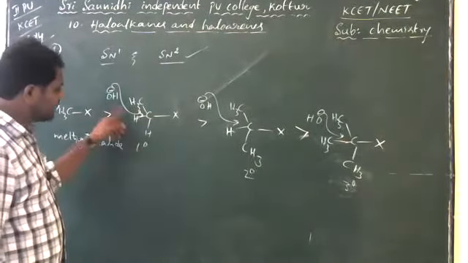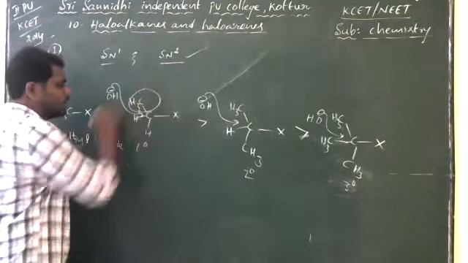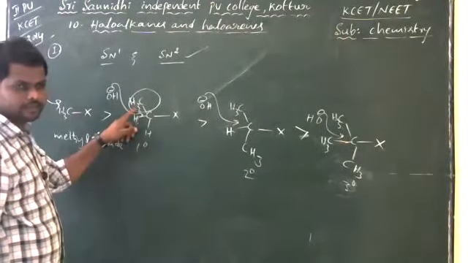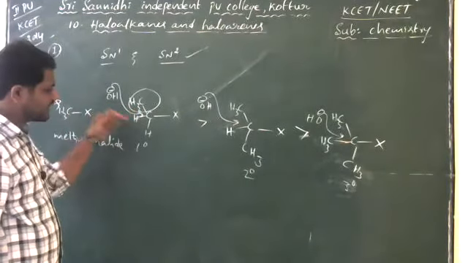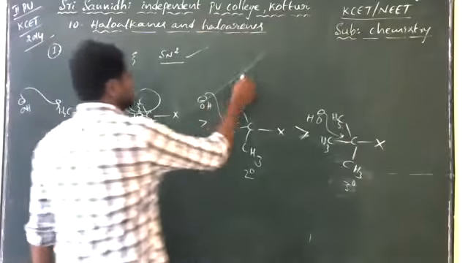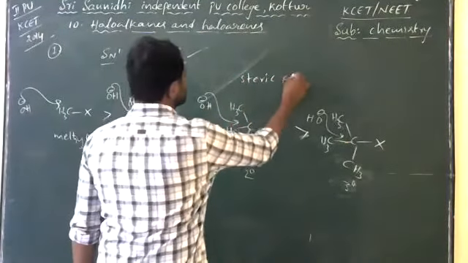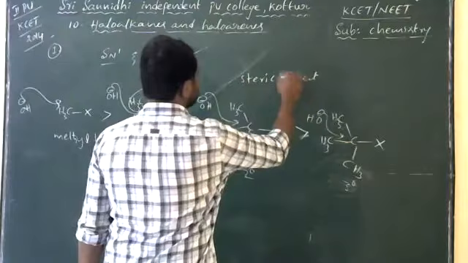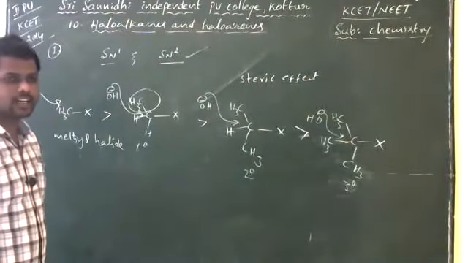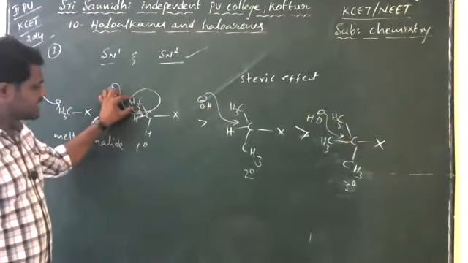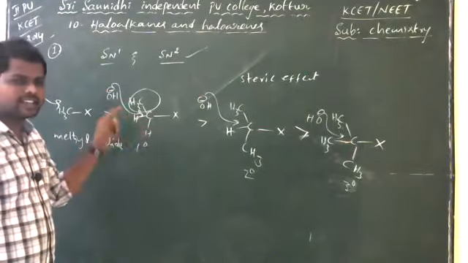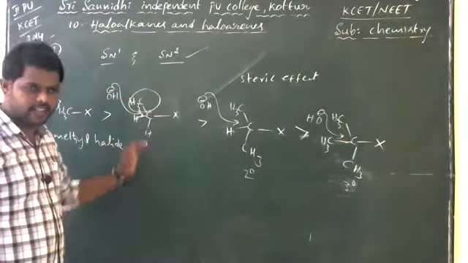In the case of the primary halide, we have one methyl group, which means some bulky nature, and the nucleophile's capacity to attach is reduced. That is called steric effect, or steric hindrance. So when the bulky nature is more, the nucleophile's capacity to enter the alkyl halide in the SN2 mechanism decreases.